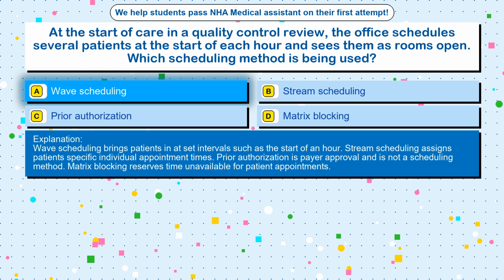Stream scheduling assigns patients specific individual appointment times. Prior authorization is payer approval and is not a scheduling method. Matrix blocking reserves time unavailable for patient appointments.